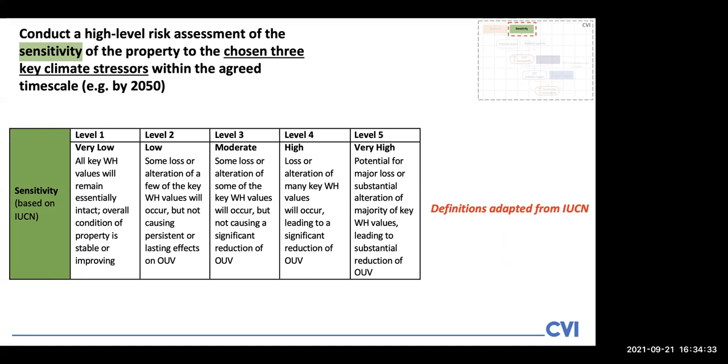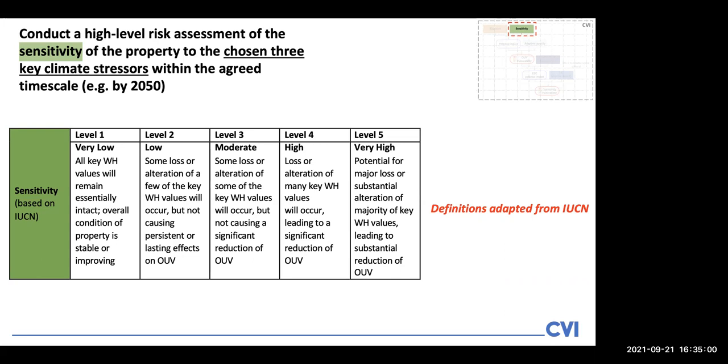In contrast, level 4 now speaks to the loss or alteration of many key World Heritage values that would lead to a significant reduction of OUV. And finally, in level 5, there's the potential for a major loss or substantial alteration of the majority of key World Heritage values and an associated substantial reduction of OUV.